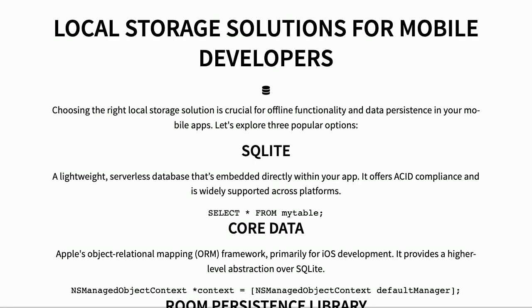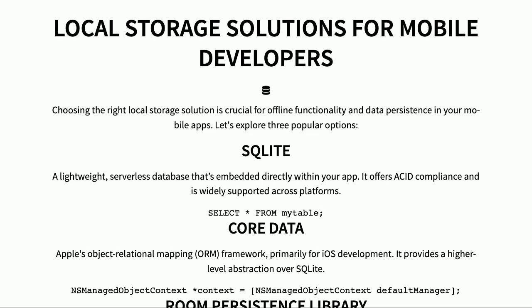Okay, let's talk about storing data locally on mobile devices. It's super important for apps that need to work offline or offer a better user experience by caching information. We have a few great options here. First up is SQLite. It's like a mini database built right into your app and known for being really reliable. Then there's Core Data, which is Apple's way of making things a bit easier on iOS, and Room Persistence Library, which does something similar but specifically designed for Android development.